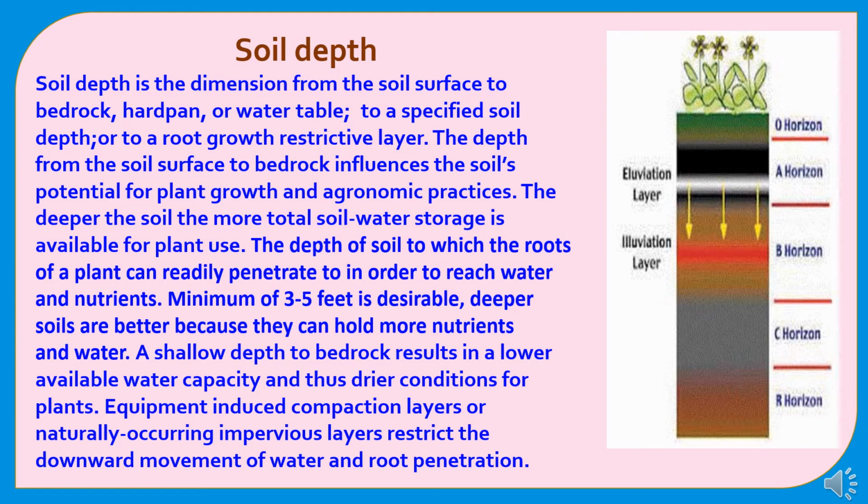The depth of soil to which the roots of a plant can readily penetrate in order to reach water and nutrients. A minimum of 3 to 5 feet is desirable. Deeper soils are better because they can hold more nutrients and water. A shallow depth to bedrock results in a lower available soil water capacity and thus drier conditions for plants. Equipment induced compaction layers or naturally occurring impervious layers restrict the downward movement of water and root penetration.